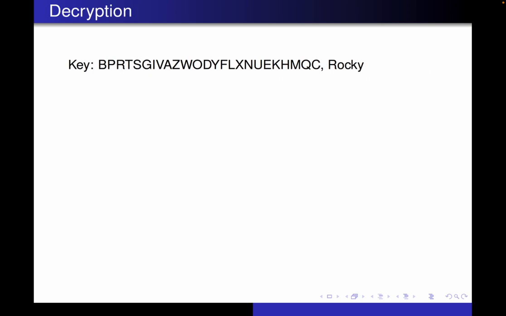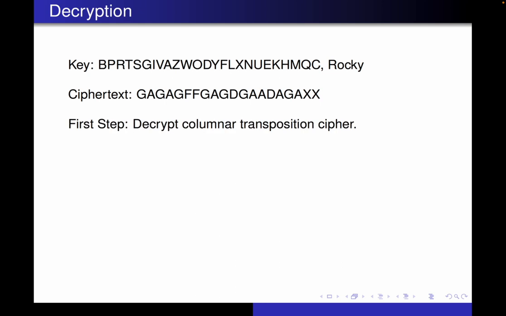Now for decryption, we're going to do the exact same thing in the opposite order. Now remember, opposite order means we start at the end and work our way back to the beginning, which means that when we get our ciphertext, which is this, the first thing we're going to do is not work on the ADFGX part, but work on the columnar transposition, because that came at the end.